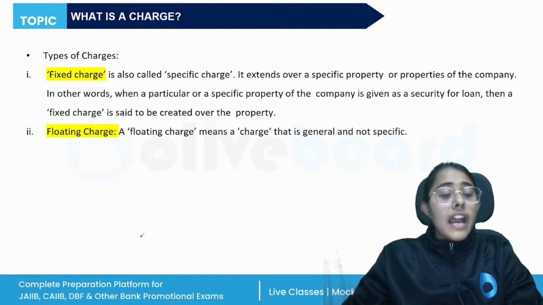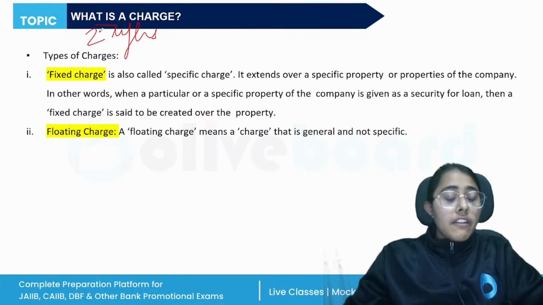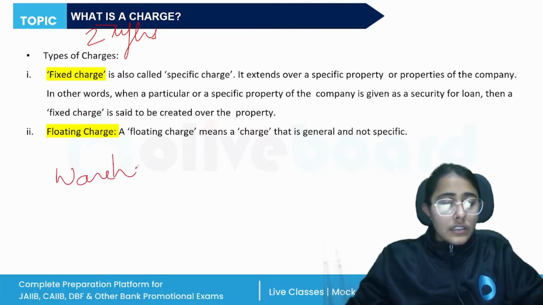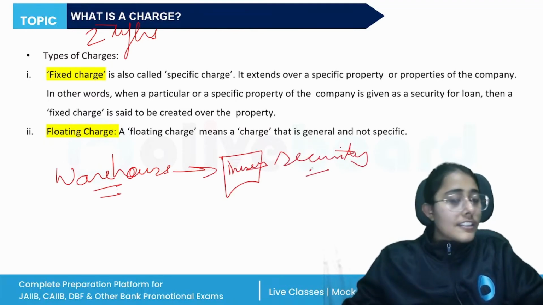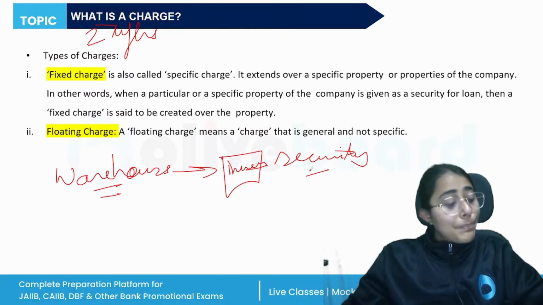Then we have the two types of charges. Let's say a particular company has stored their produce or their goods in a warehouse, and a part of the warehouse, or a part of their total inventory, they're keeping as security. So the bank or the creditor is going to have the interest only on the specific property or properties of the company which are provided as the security.